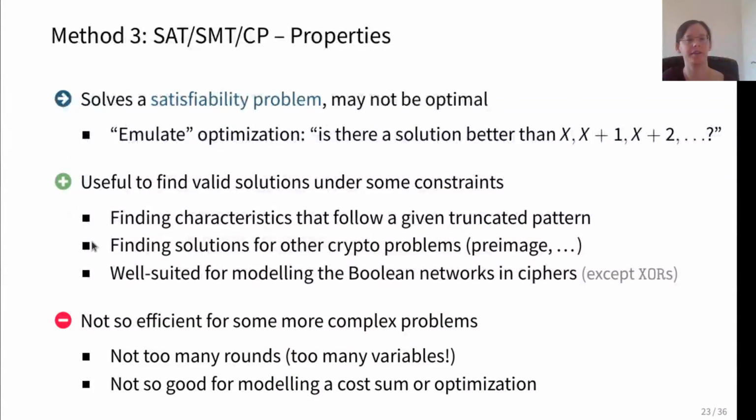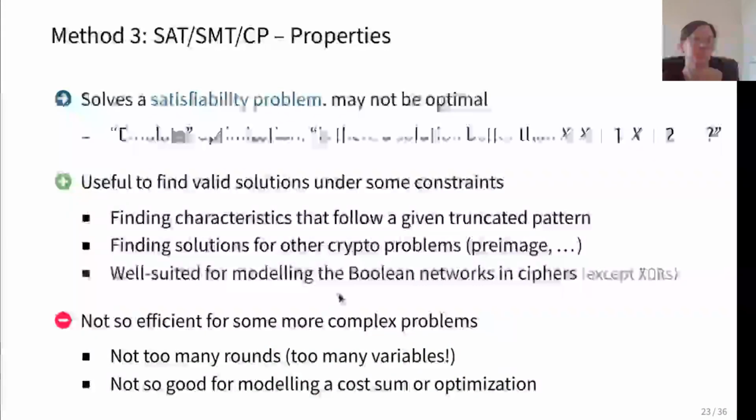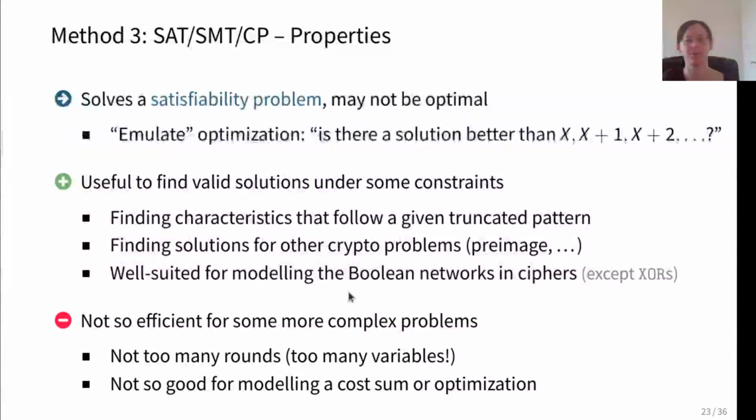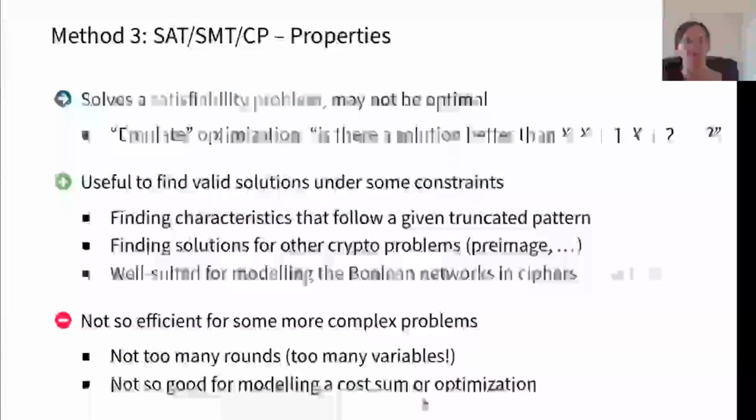Well, another positive point is that it's for Boolean expressions, so crypto are usually Boolean circuits, so translating them works reasonably well. However, crypto is particularly fond of some operations like XORs, which actually don't look so nice in conjunctive normal form, so this is a bit of a downside. Another downside is, since this is a very general sort of solver, it's often not so efficient for more complex problems. So it often can't cover too many rounds because this would generate too many variables. And it's also often very painful to model a sort of cost function or optimization goal.